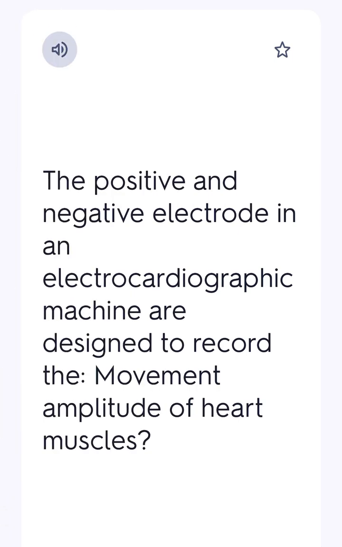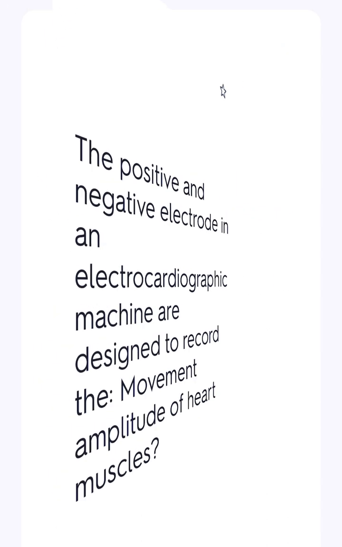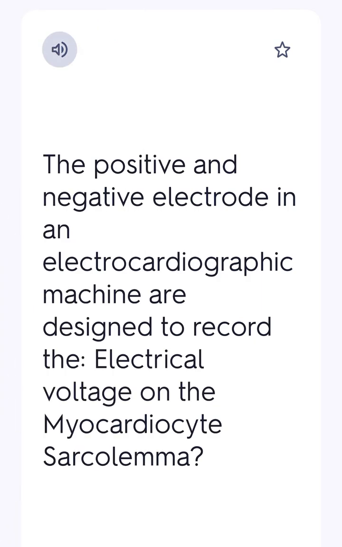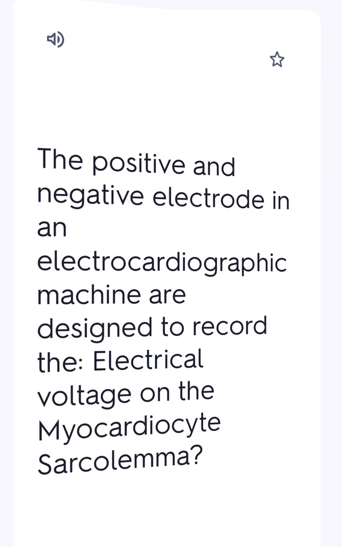The positive and negative electrode in an electrocardiographic machine are designed to record the movement amplitude of heart muscles. False. The positive and negative electrode in an electrocardiographic machine are designed to record the electrical voltage in heart chambers. False. The positive and negative electrode in an electrocardiographic machine are designed to record the electrical voltage on the myocardiocyte sarcolemma. True.